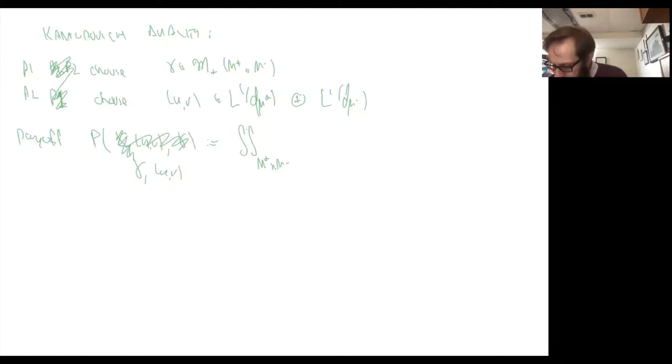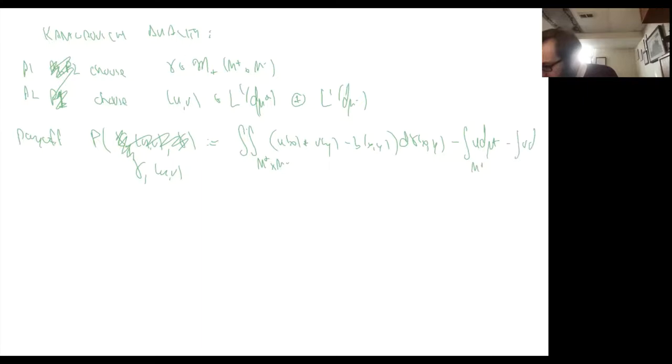So player one is trying to minimize among gamma. So I guess it's going to be something like u of x plus v of y minus v of xy d gamma xy. And then there'll be two additional integrals added to this, which are like minus integral u d mu plus, minus integral v d mu minus. So that's my payoff function.